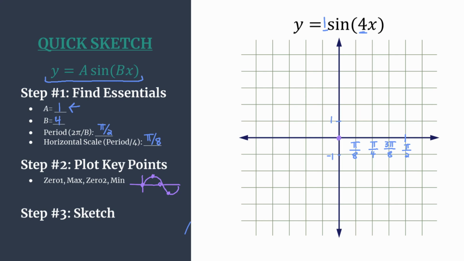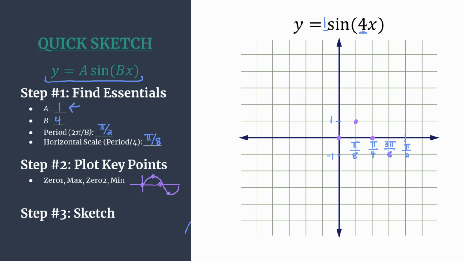Move to your first horizontal tick mark to the right, pi over 8. That's going to be a maximum. And look to A for the y coordinate. Okay, remember amplitude is distance from midline of the graph up to maximum or down to minimum. We have another 0 at the next horizontal tick mark, and the minimum will just take the opposite value of A for its y value.